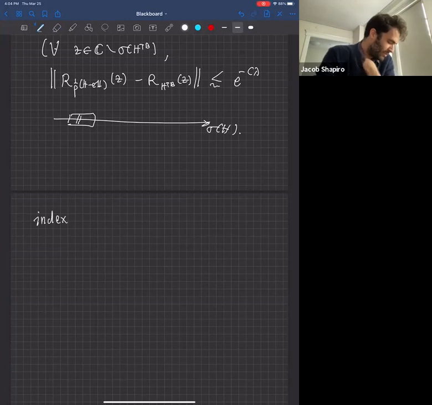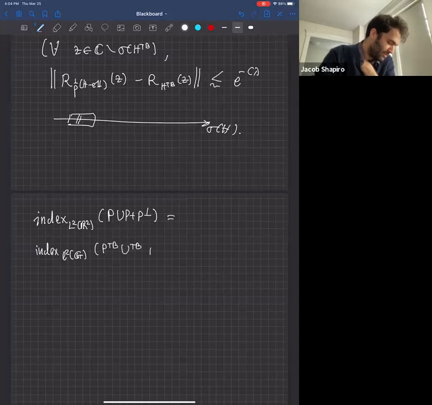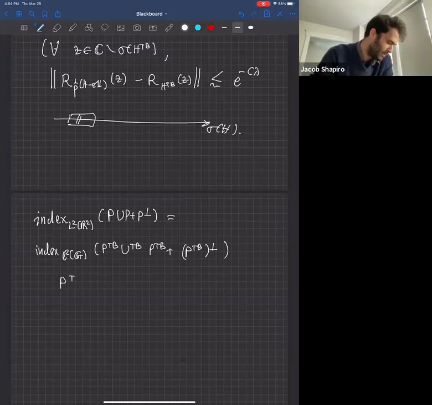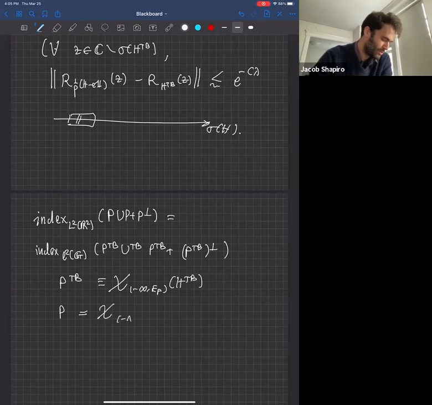The statement would be that the index computed on L2 of R2 of this P U P plus P perp equals the index computed on L2 of your lattice G of P tight binding, U tight binding. So really, it is a numerical statement between two numbers. And of course, P tight binding is really just the spectral projection, assuming that there is a gap for the tight binding Hamiltonian, and this is related to the above one because it has to choose the same gap. It has to look like this. Okay.